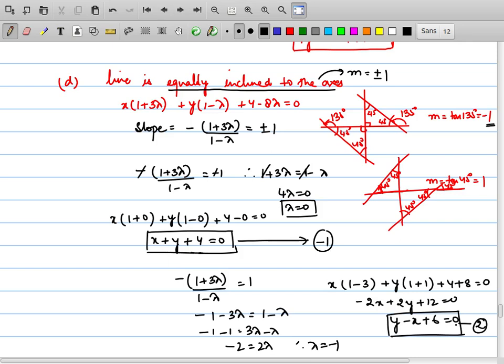Therefore there are two members of this family who are equally inclined to the axis and are passing through the point of intersection of these two lines. This is your first equation. Therefore these are your two possible answers.